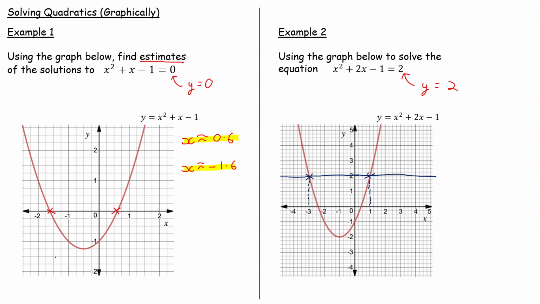So my 2 solutions here are going to be, let's keep it in red, and this time they're not estimates, they're just whole number values. So x is equal to 1, this one here, and this one down here is minus 3, so x is equal to negative 3. Okay, and that is it. Those are my answers there. So x equals 1 is one solution, and x equals minus 3 is my second solution.